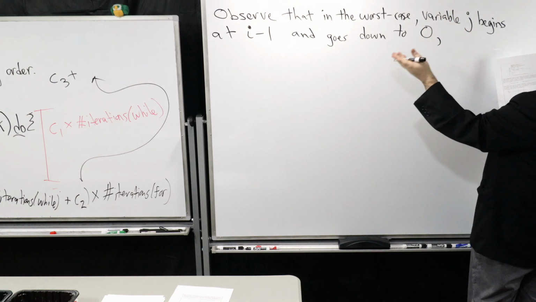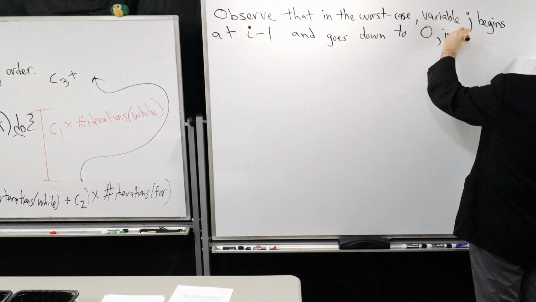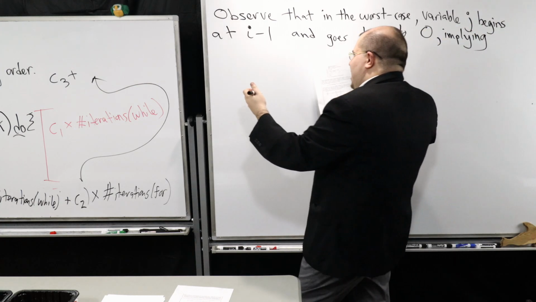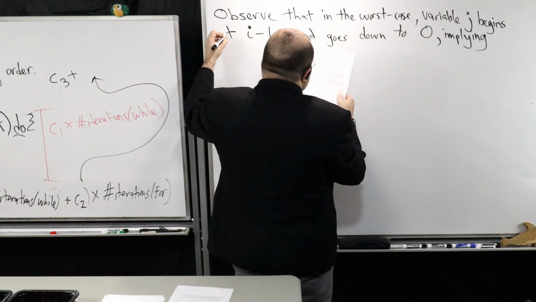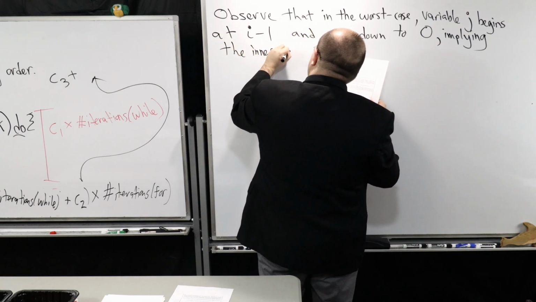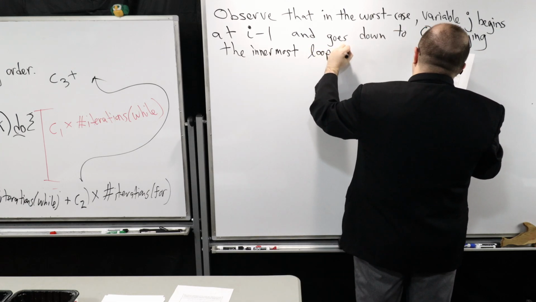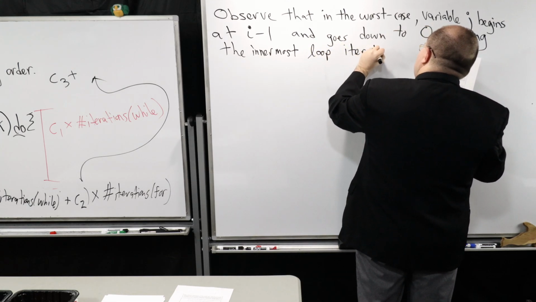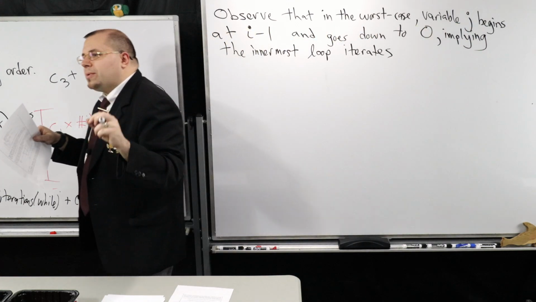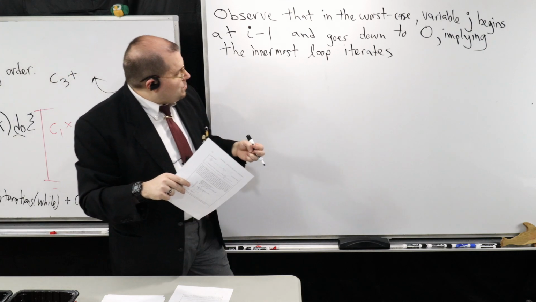So if you actually were to play out how many of these occur, doing this implies the innermost loop iterates. Notice that I start off at I minus 1 and I go all the way down to 0. Yes, that's what I was suggesting.